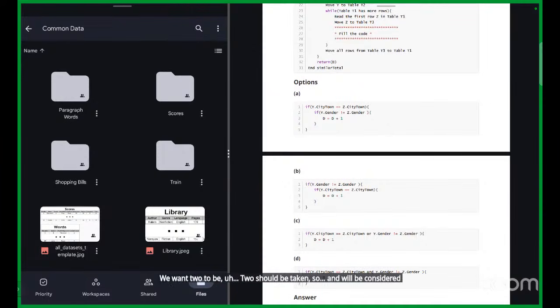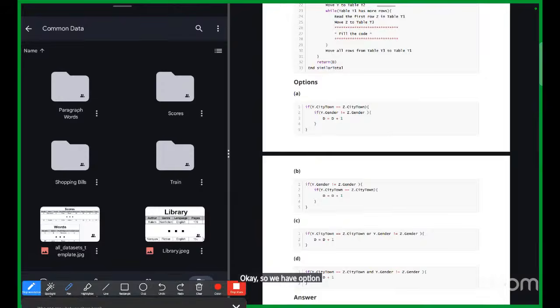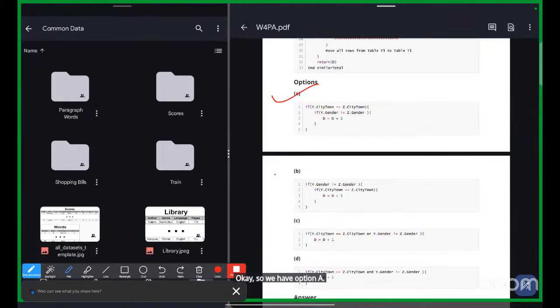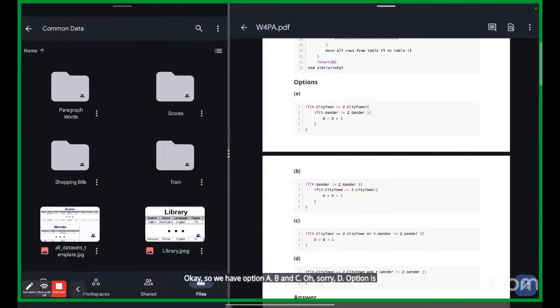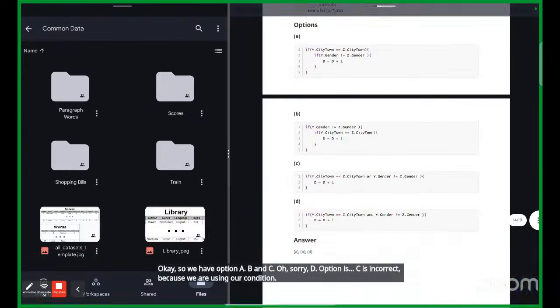And should be there. So D should be correct, right? Based on that, yes. So we have options A, B, and D. C is incorrect because we are using an "or" condition.